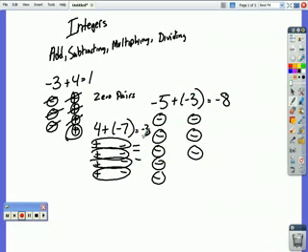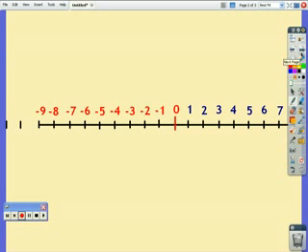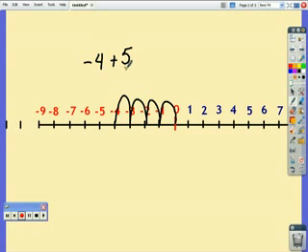Another way to see the addition rules would be to look at the number line. And on the number line, if I had the problem -4 plus 5, I would do the same thing. I would start at 0 and I would go back 4 because that's my first number. So I'd go back 1, 2, 3, 4. But now I'm going to go forward 5, 1, 2, 3, 4, 5 to get my sum, which is 1 again. So the number line is another useful way to do addition.